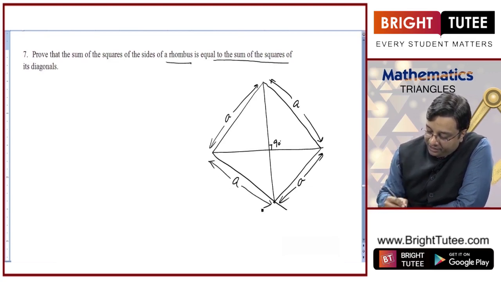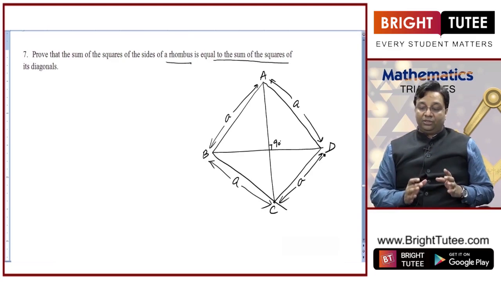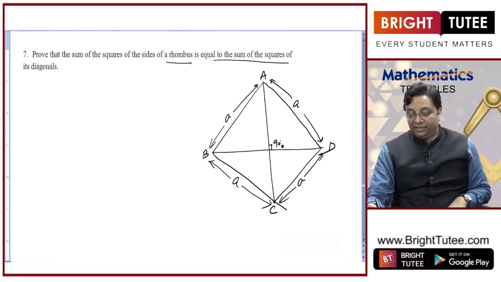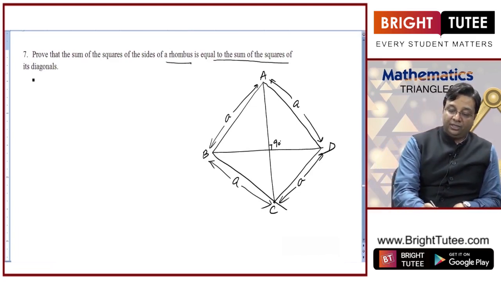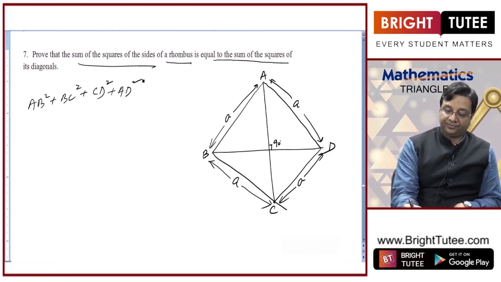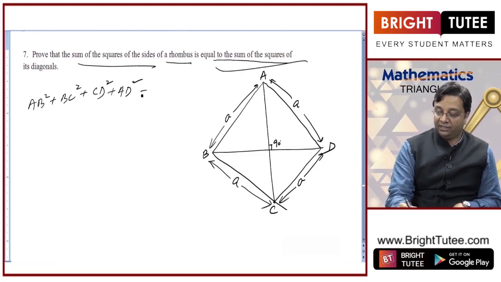I have written this A just to help you to visualize this clearly, that this is a rhombus with all sides equal and its diagonals cut each other or intersect each other at 90 degrees. Now, I need the sum of squares of the sides, that means AB square plus BC square plus CD square plus AD square, and I need to show it equal to the sum of squares of its diagonals, that is AC square plus BD square.